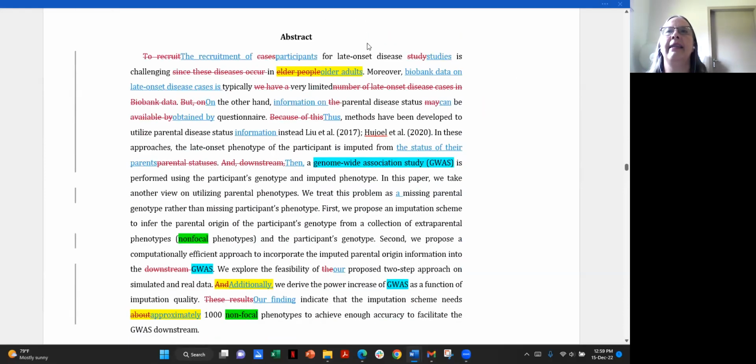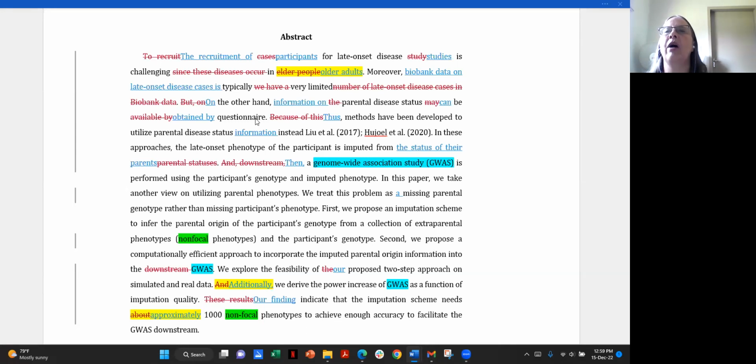You can see here in the abstract, here in yellow, that the authors have referred to the participants as elder people. That can be a bit offensive, and a better term to use in English would be to say older adults. So what I would do in this case is I'd also do a find and replace search throughout the document for elder people and replace it everywhere throughout the document as older adults.